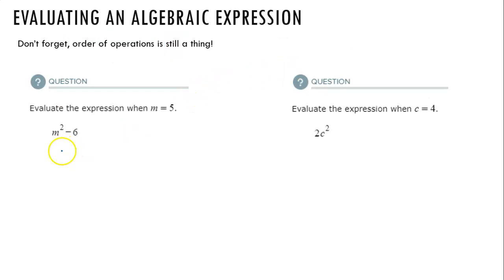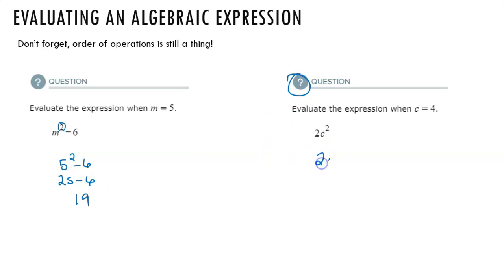Again, order of operations is important. Remember, we learned about exponents in one of our previous modules. We're replacing m with 5, and then exponents always come before subtraction. So we're going to do 25 minus 6, and that gives us 19. You pause the video and try this one on your own using what we've learned today.